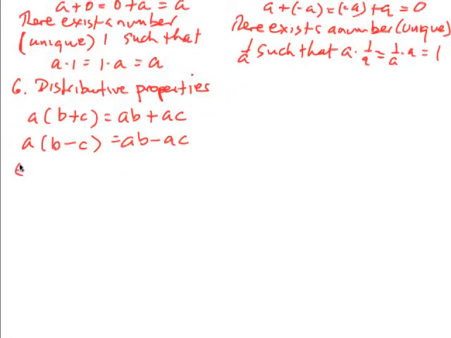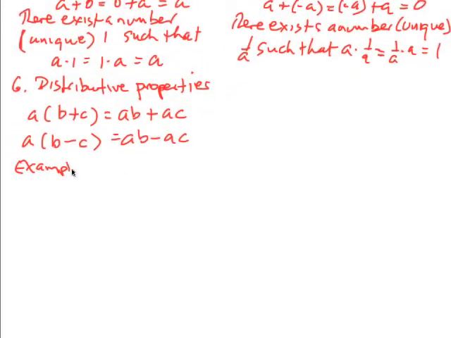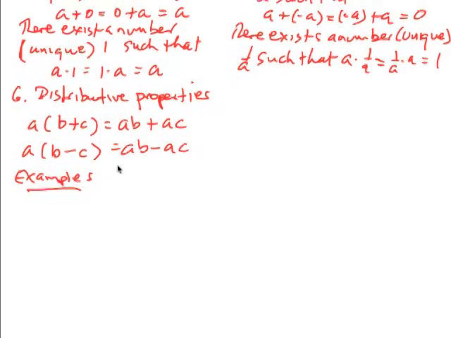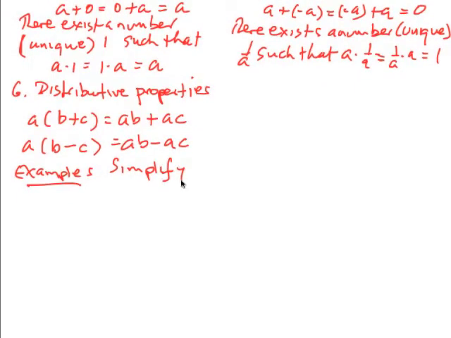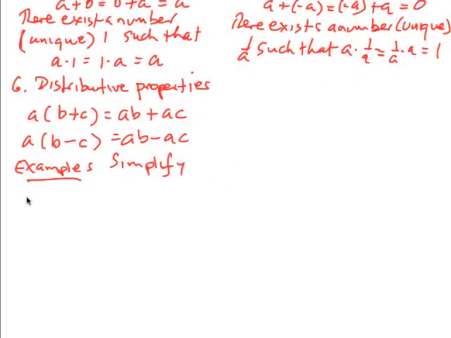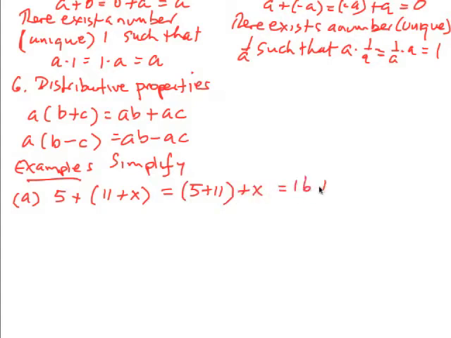Alright, so let's look at a couple examples. Let's simplify each of the following. Part A, let's suppose that I have 5 plus 11 plus x. By the associative property, this would be 5 plus 11 first, plus x, which would be 16 plus x.